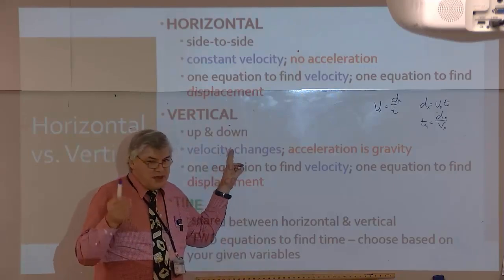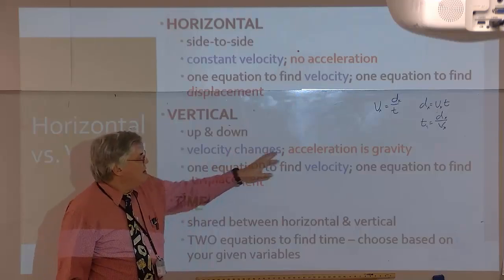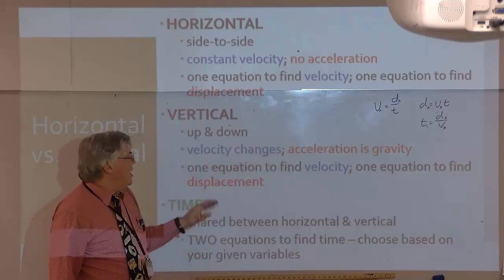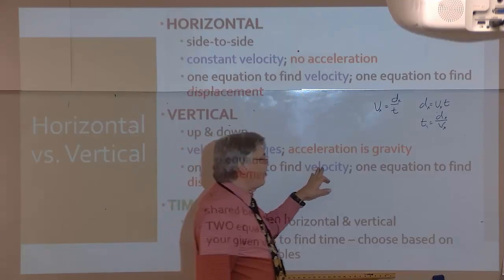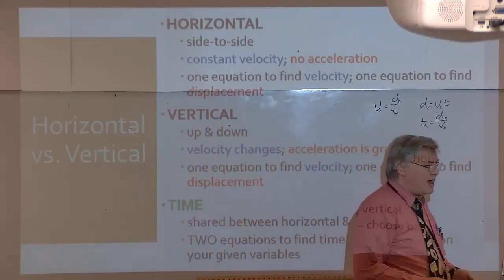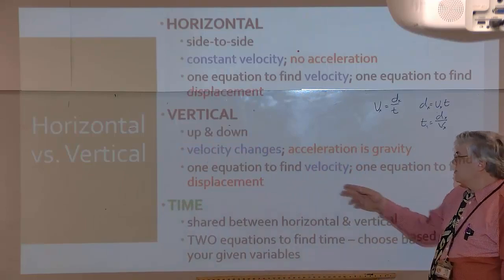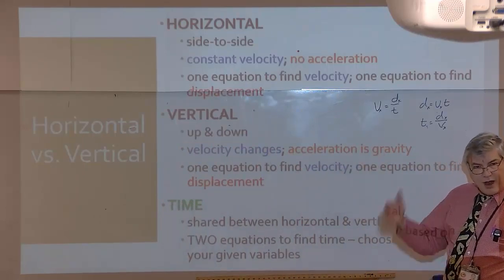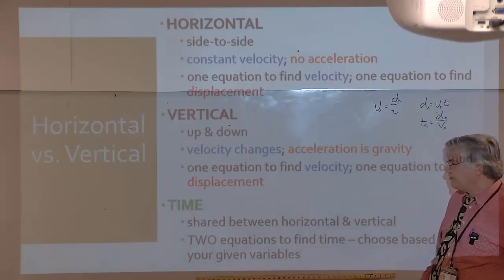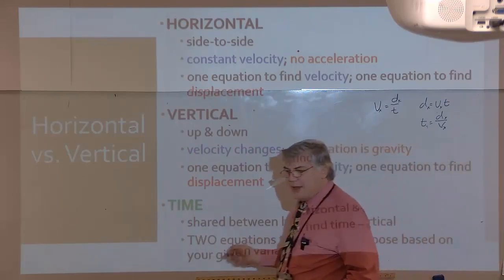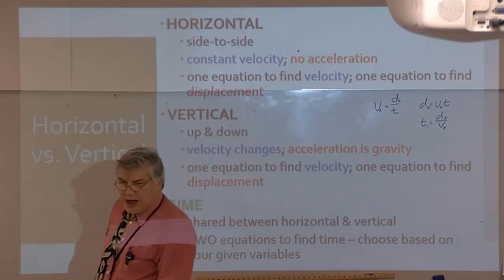So the velocity is changing in the vertical direction. The acceleration is caused by gravity. And we have different equations to find velocity and to find displacement or distance that an object travels in the vertical direction. Last, we have time. Time is the variable that is common to both.